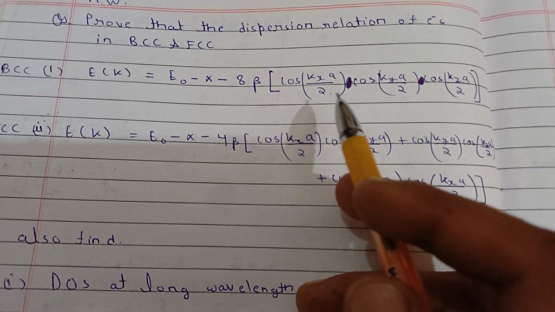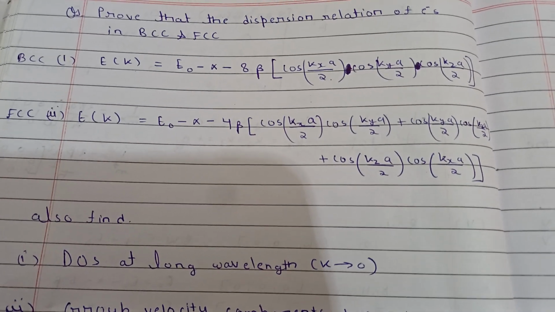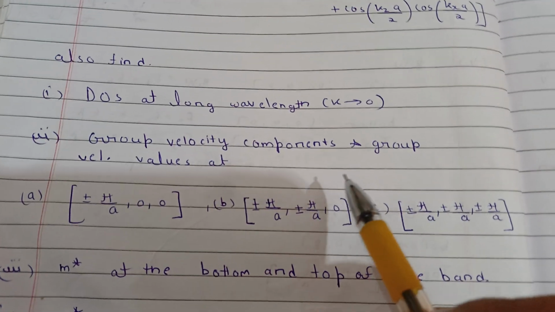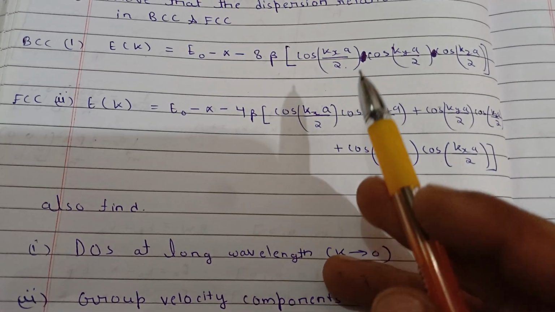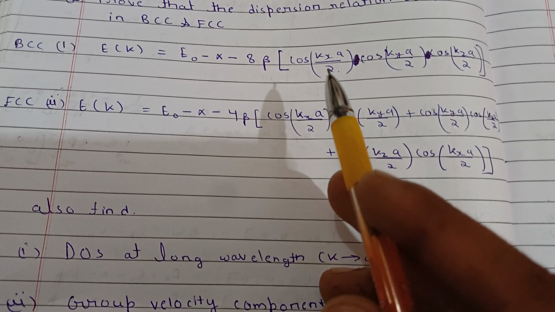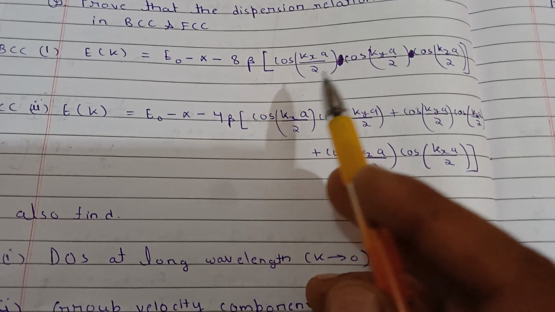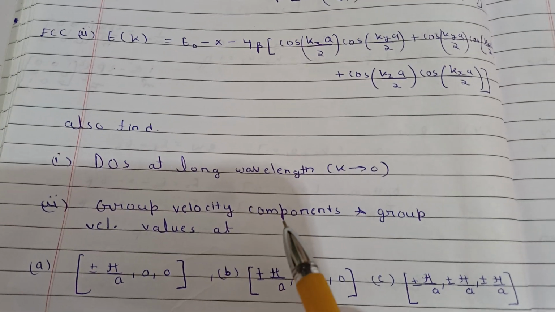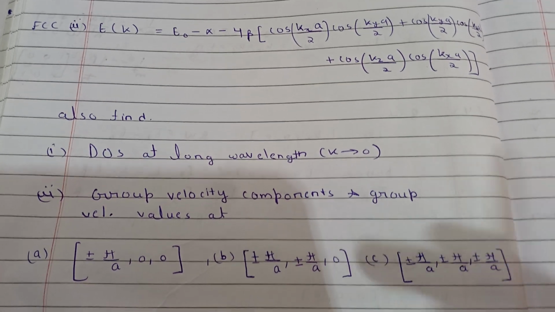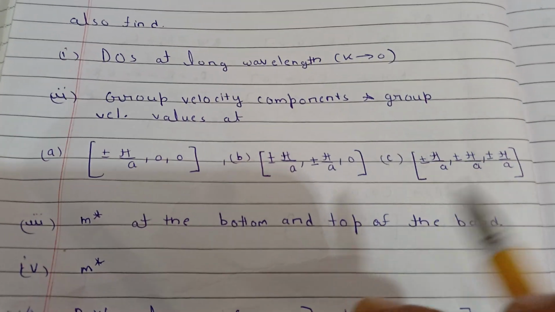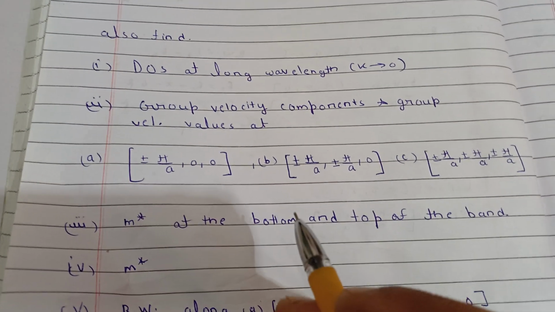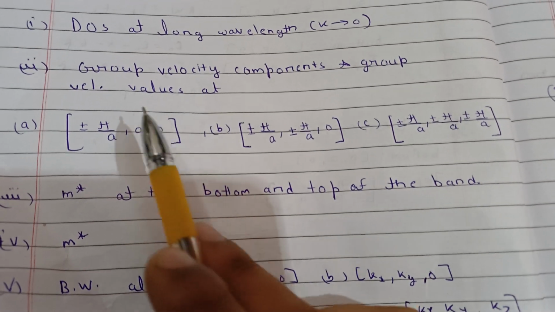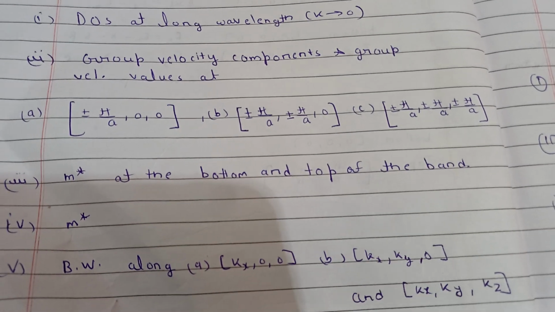So you can solve this. Okay, just that 1 minus kx square by 2, and the same as in the simple cubic we did. For these velocities you can find 1 upon h cut del E by del kx with respect to kx, then with respect to ky, then kz. Then all the components will give you group velocity under root vx square plus vy square plus vz square. Then you will get in terms of kx, ky, kz, then substitute these values and you will get the different group velocities at these components.